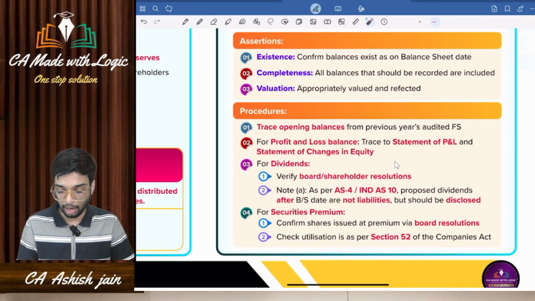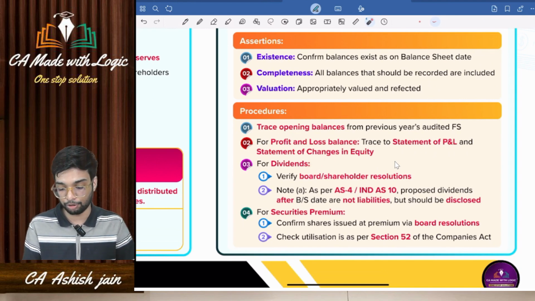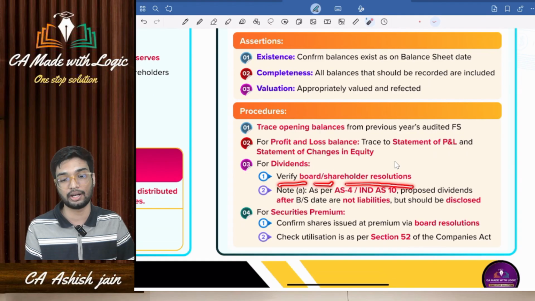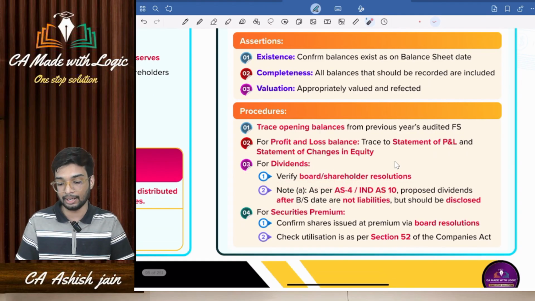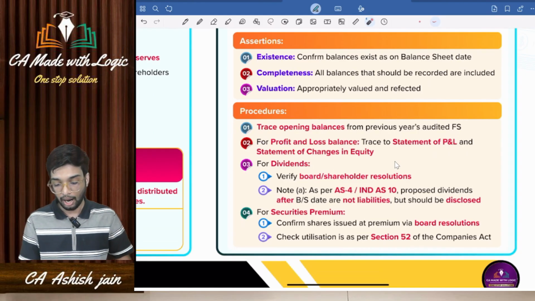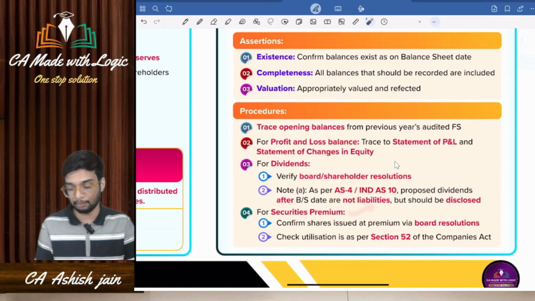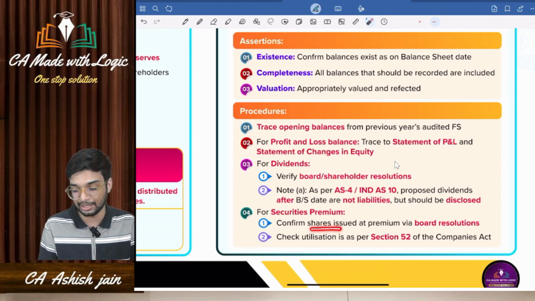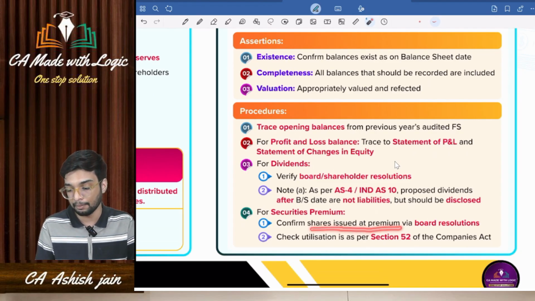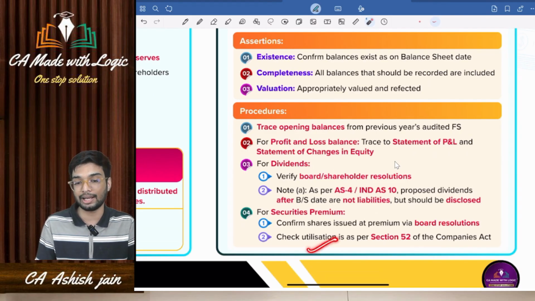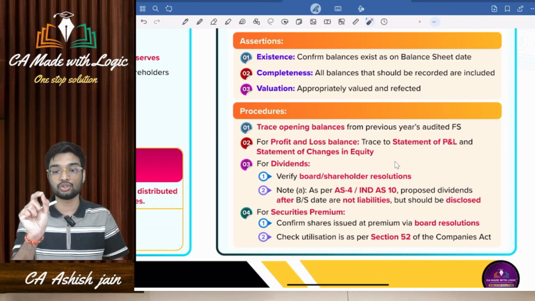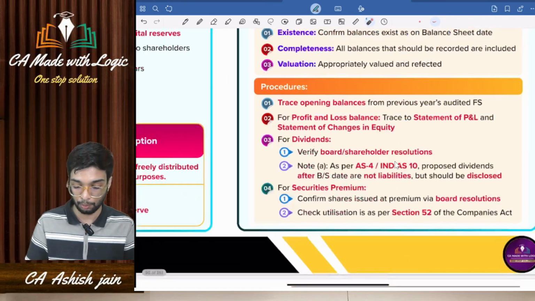Under dividend, what the auditor has to verify is the board or shareholder resolution, and make sure that AS 4 or Ind AS 10 has been properly complied with. For securities premium, the auditor has to confirm that shares have been issued at a premium via board resolution. So the auditor has to check the board resolution, and also check whether utilization is as per Section 52 of the Companies Act related to securities premium balances. I hope you are getting it.